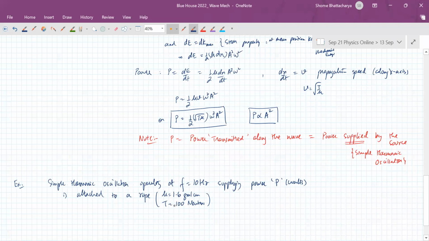So this attached to the rope like this creates a transverse wave of amplitude, let's say 1 millimeter. So find the frequency, wavelength, wave speed, and power of the wave.